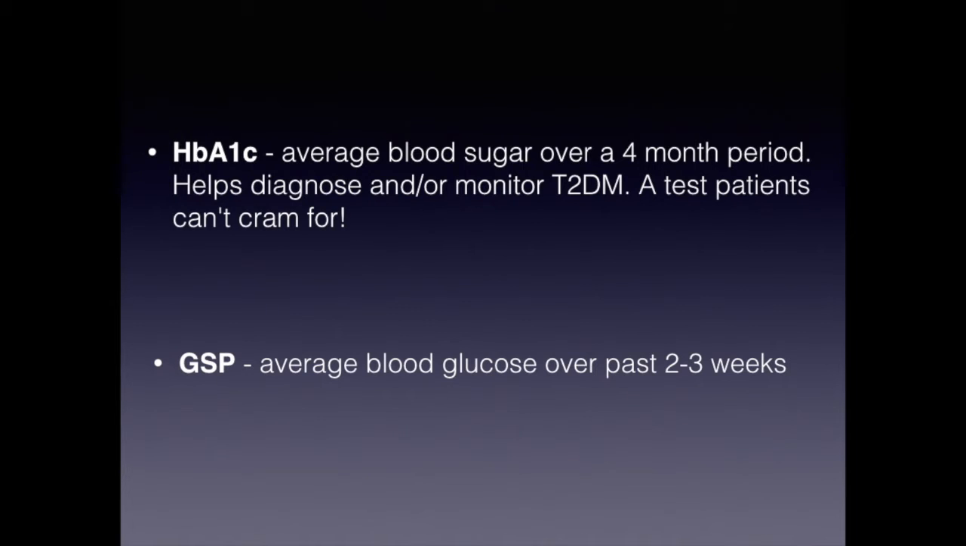So it's very helpful to have a random or fasting glucose level, which is like a snapshot in time, a GSP level, which is a 2 to 3 week average, and then a more long-term measurement like a hemoglobin A1C, which is a 3 to 4 month average, and combine all that information along with fasting insulin levels and other biomarkers in order to gather a very comprehensive picture of a patient's diabetic profile.